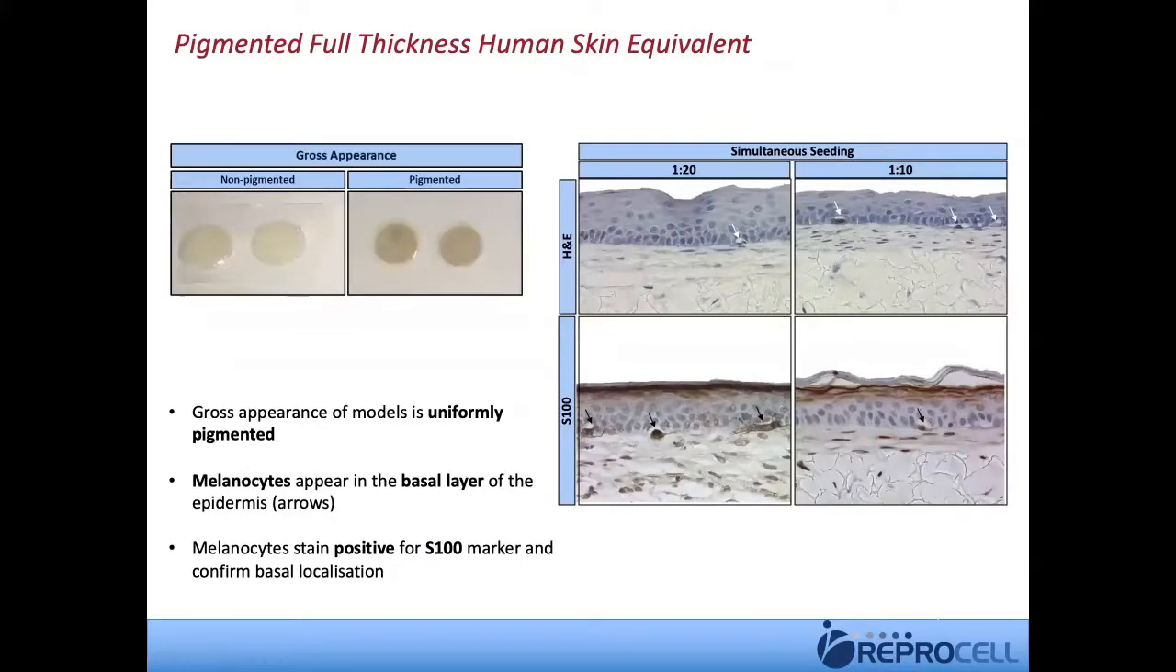So let's look a little more closely at the melanocytes in the full thickness system. So we've got here melanocytes stained with an S100 marker. The cells reside very nicely at the basal location in the epidermis in the full thickness model, as they should do. You can see very clearly the pigmentation of the skin.